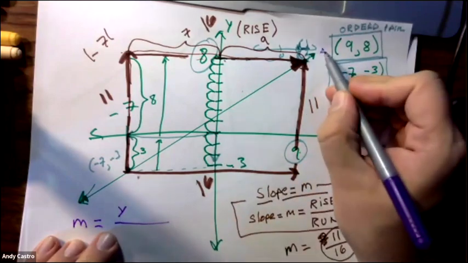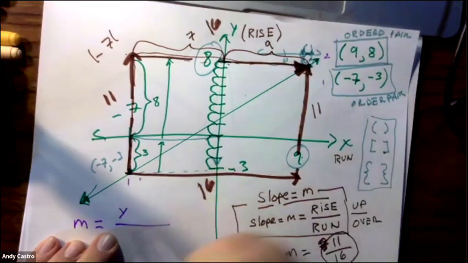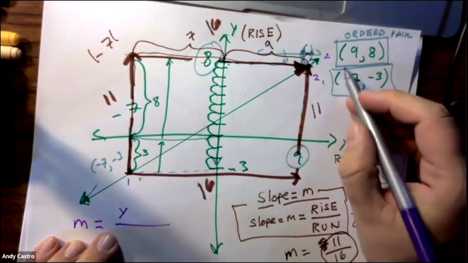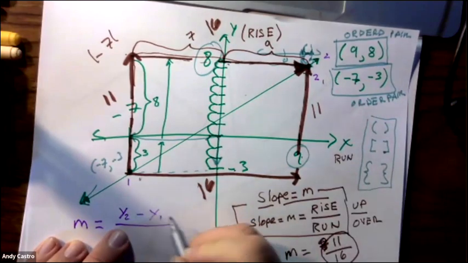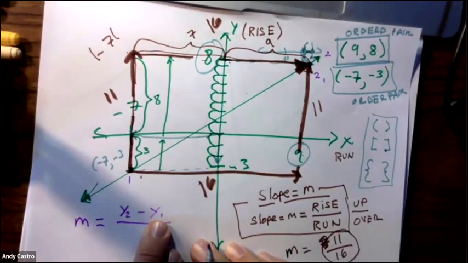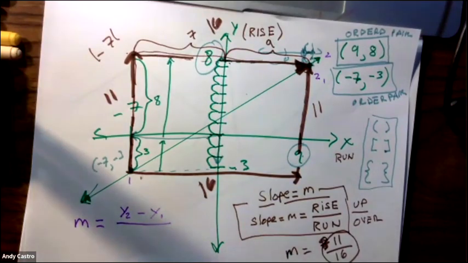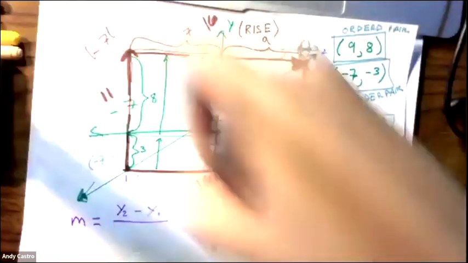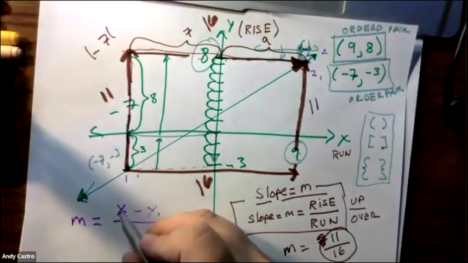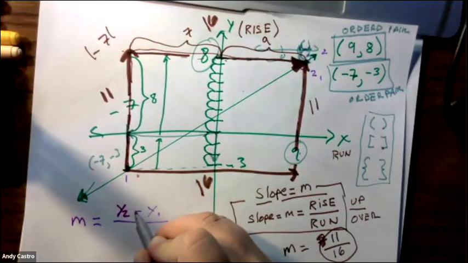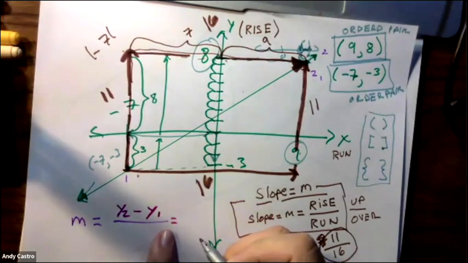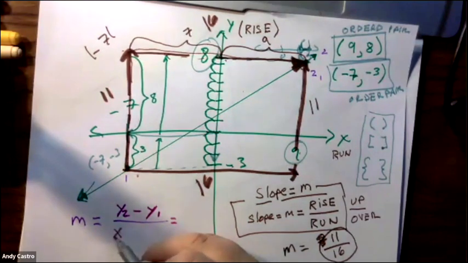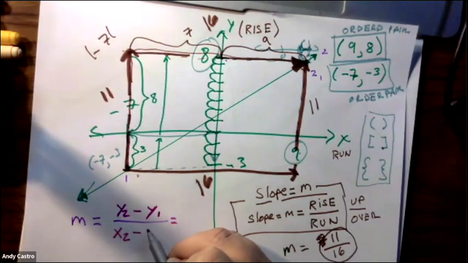We'll call this point number 2, this point number 1. This is point 1, this is point 2. So the y component of point 2 minus the y component of point 1. I'm going to change colors there because that one's kind of running out of ink. So the y component of point 2 minus the y component of point 1 over the x component of point 2 minus the x component of point 1.